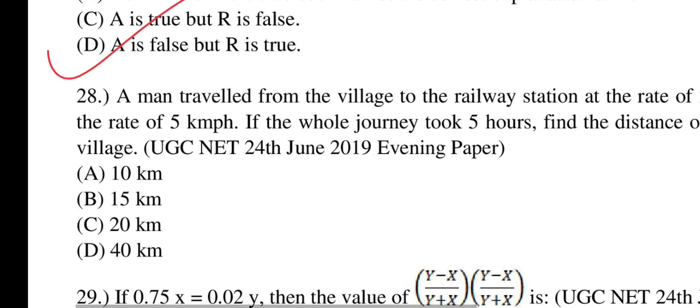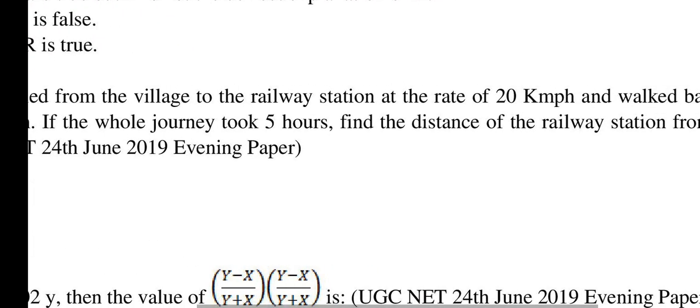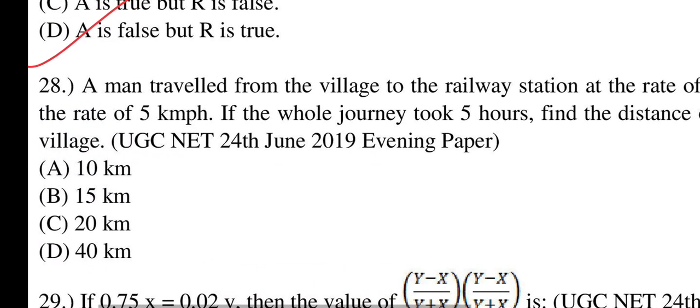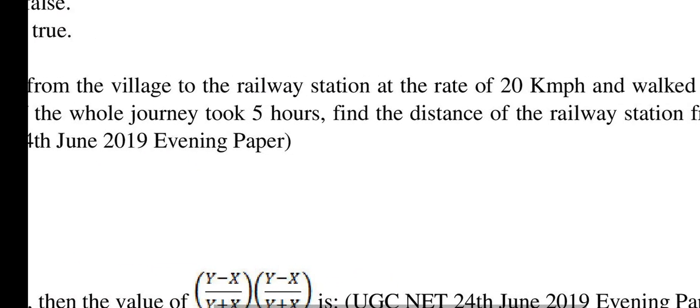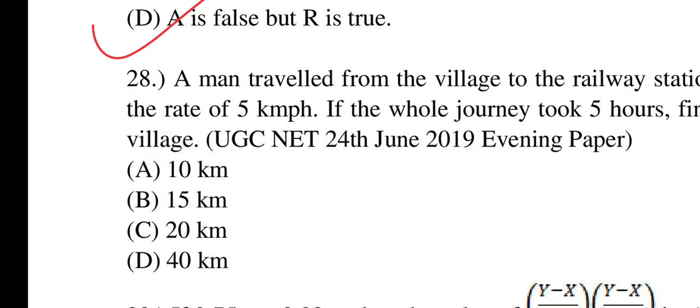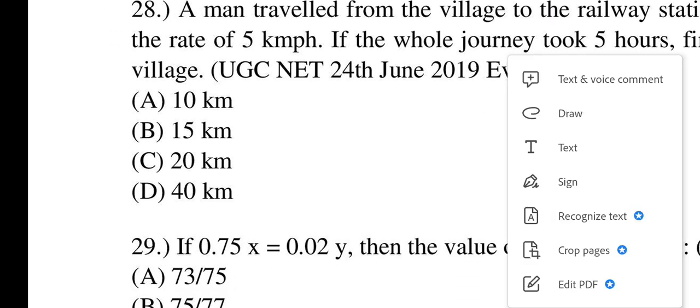28 says, a man traveled from the village to the railway station at the rate of 20 km per hour and walked back at the rate of 5 km per hour. If the whole journey took 5 hours, find the distance of the railway station from the village. 10 km, 15 km, 20 km, 40 km. 28, number C will be correct, 20 km.